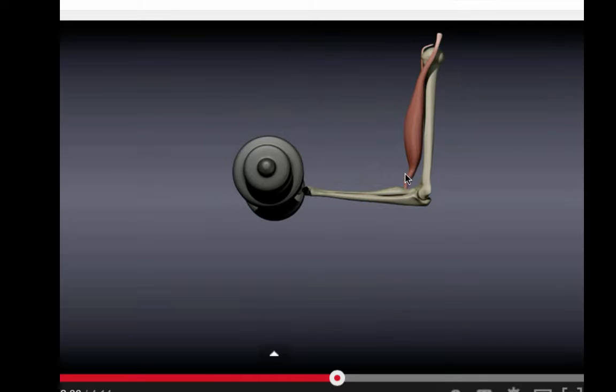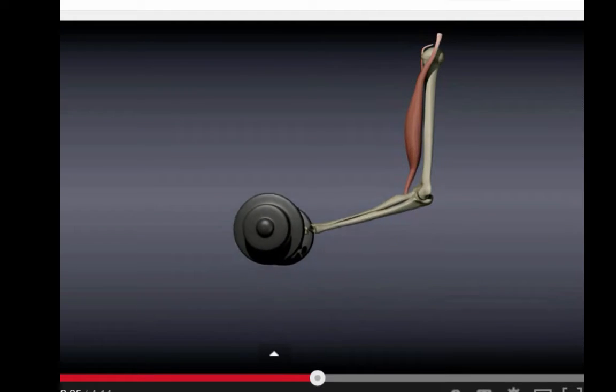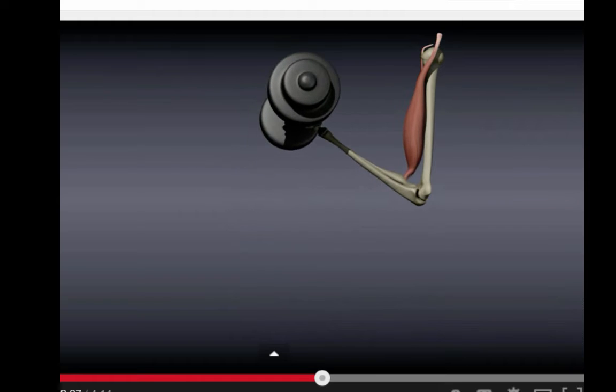Because of this, we call the connection point down here on the forearm the insertion, because it's going to actually be moving, it's on the more movable bone, and this attachment point up here on the humerus is the origin, since it's on the less moving bone. If you watch this motion one more time, you'll see that the forearm moves quite a bit and the humerus does not.